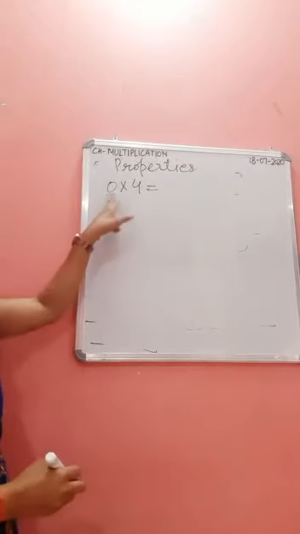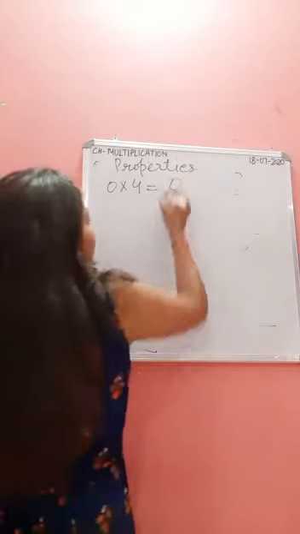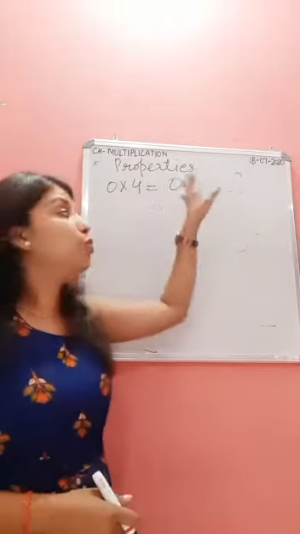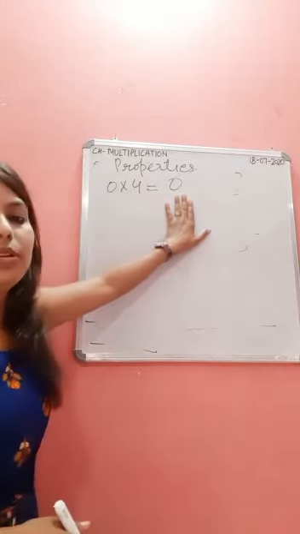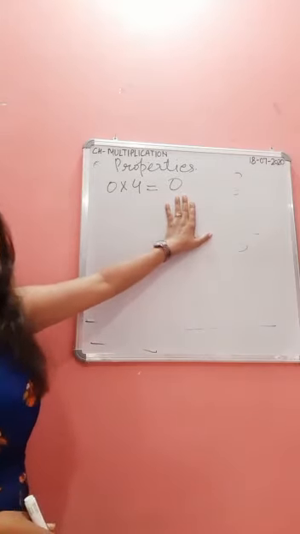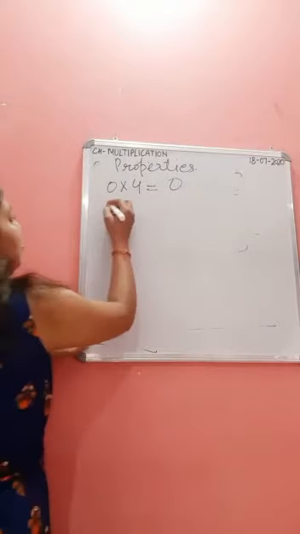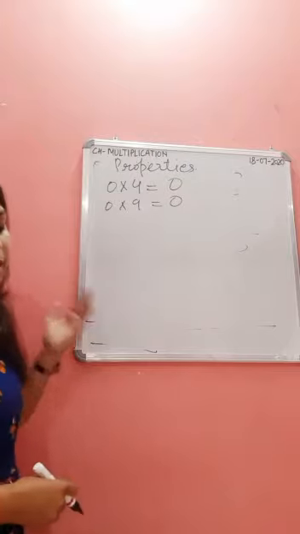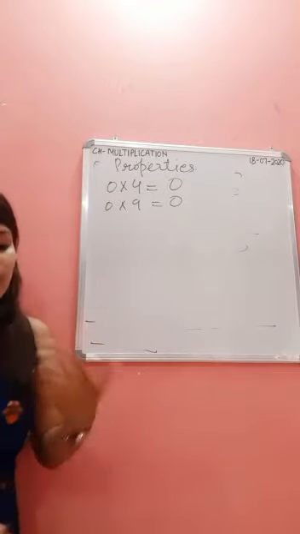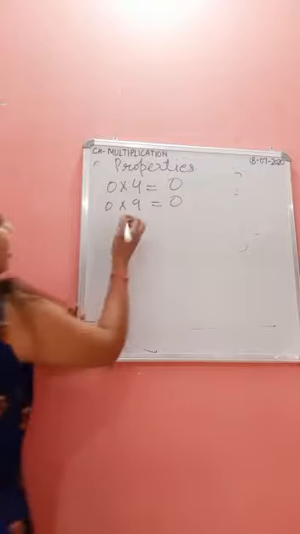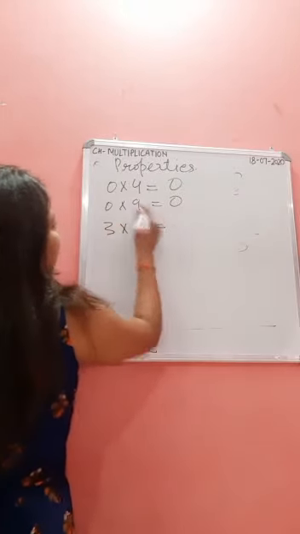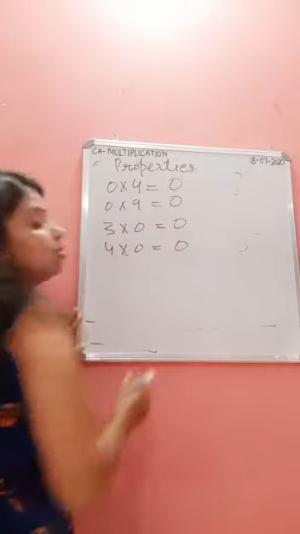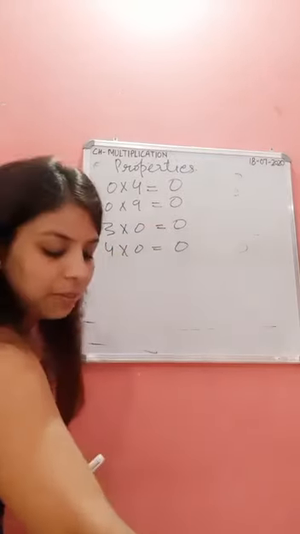Okay, so 0 4s are 0. That means when you are multiplying 0 with any number, you will have the answer 0 itself. Like 0 9s are 0. So if you multiply 0 by any number, what will your answer be? 0. Like 3 zeros are 0, 4 zeros are 0. Okay, the pattern will be the same.